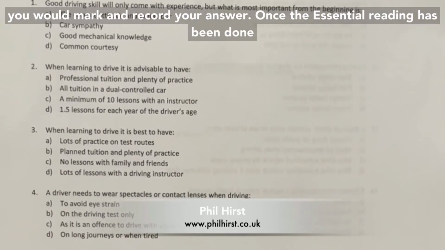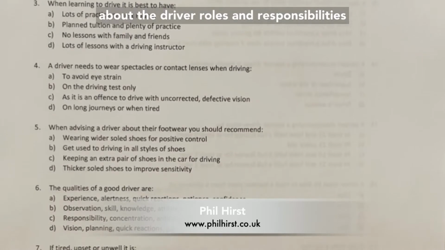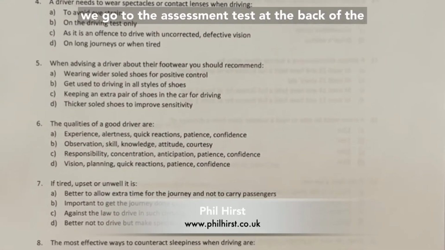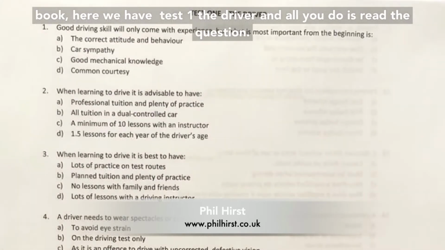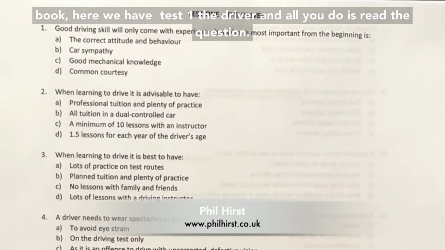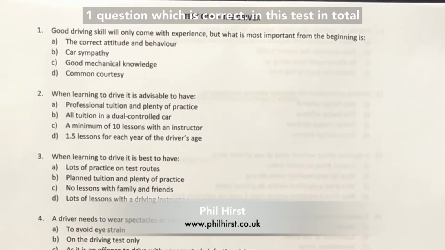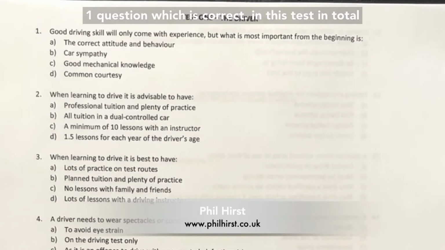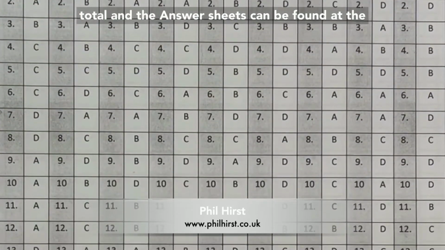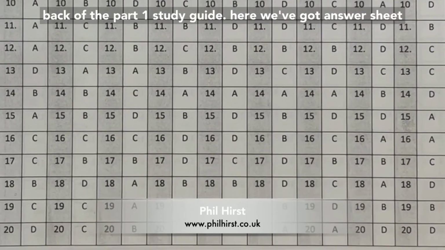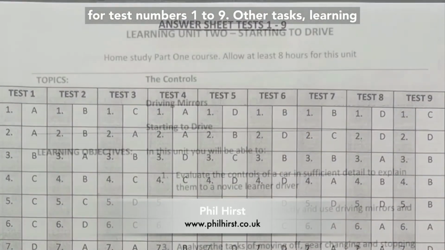Once the essential reading has been done in the 2 books that we previously mentioned about the driver, roles and responsibilities, we go to the assessment tests at the back of the book. And here we have test 1, the driver. And all you do is read the question. There are 4 possible answers, and there'll only ever be 1 which is correct. In this test, in total, there are 20 questions. There are 30 tests in total, and the answer sheets can be found at the back of the Part 1 study guide. Here we've got the answer sheet for test numbers 1 to 9.